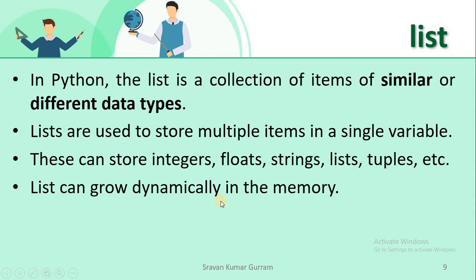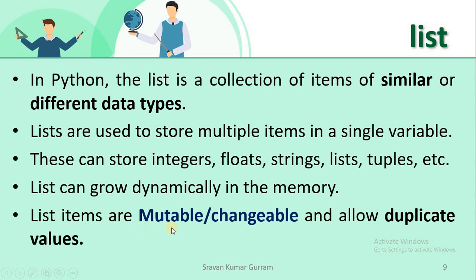List can grow dynamically in the memory. If you observe arrays in C, C++, Java, the array size is fixed. But here the list grows dynamically in the memory. When you add a new element, automatically the memory will be increased. List items are mutable. Very important point.